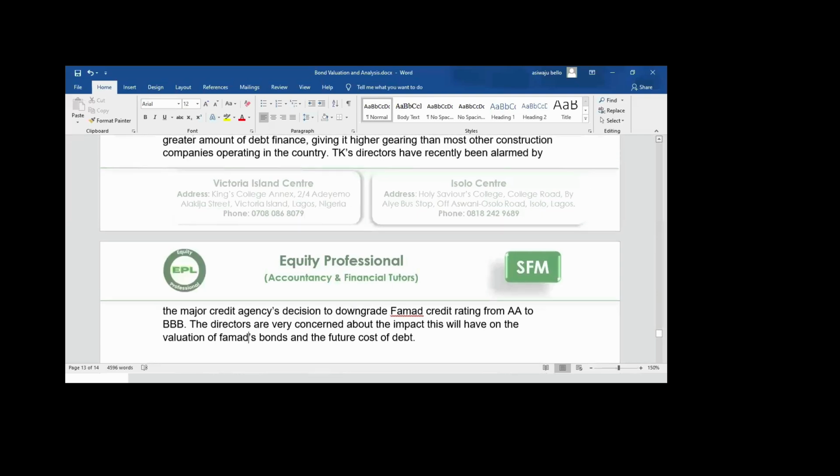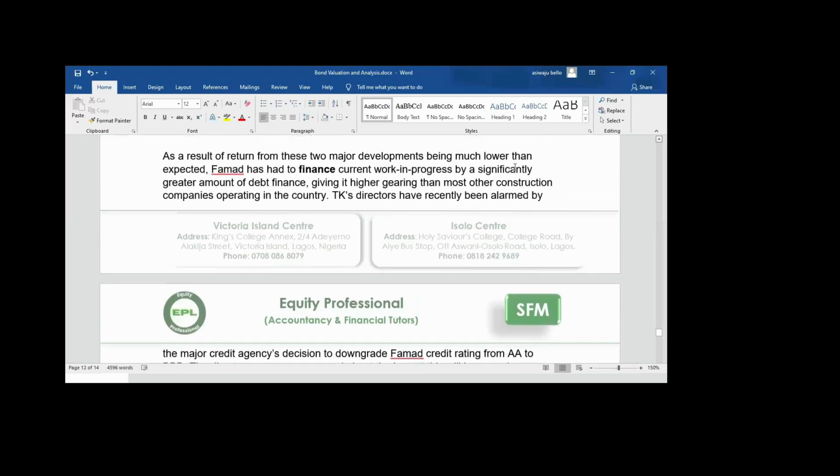Our next topic is financial statement analysis. We have shared the materials.